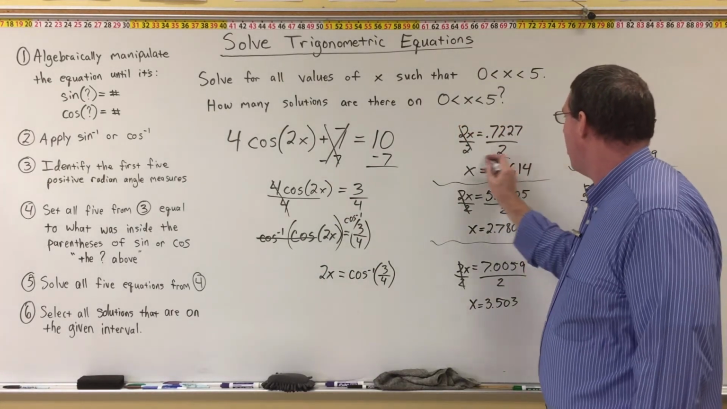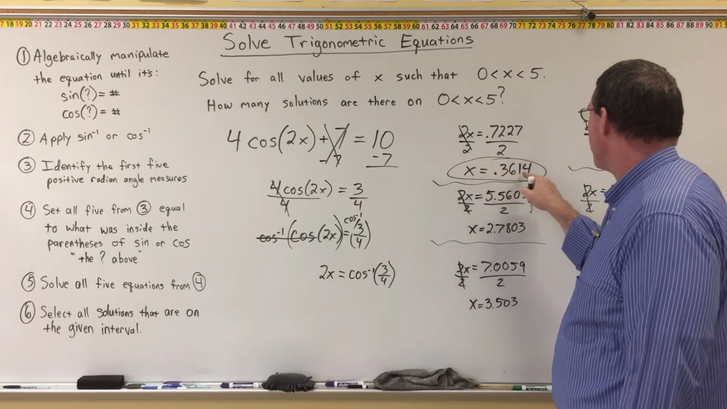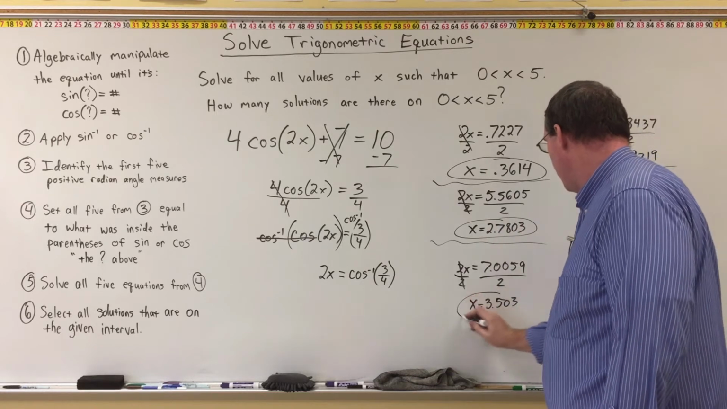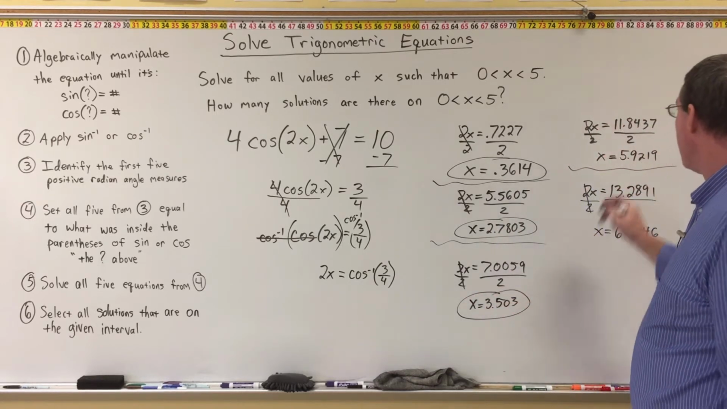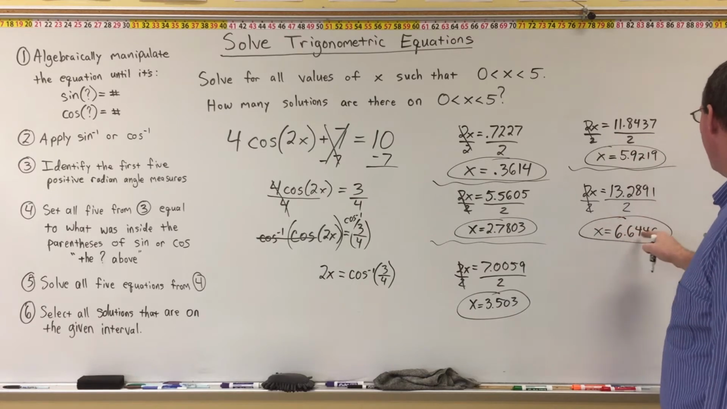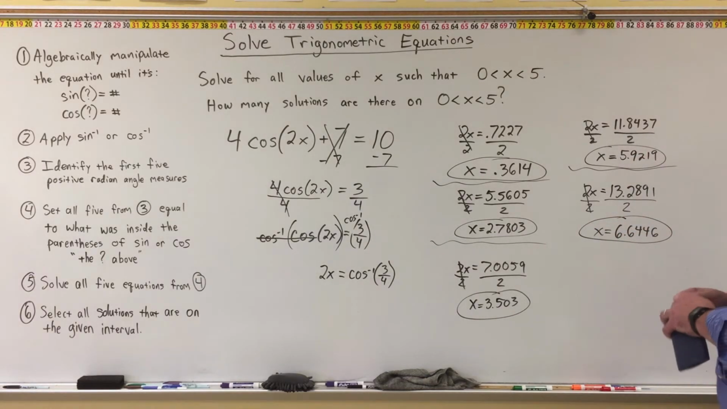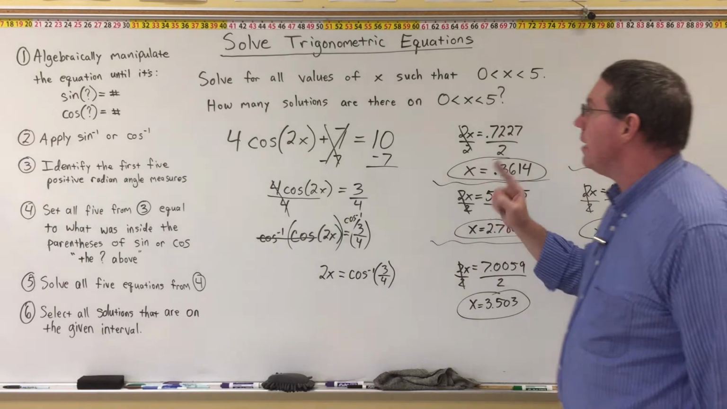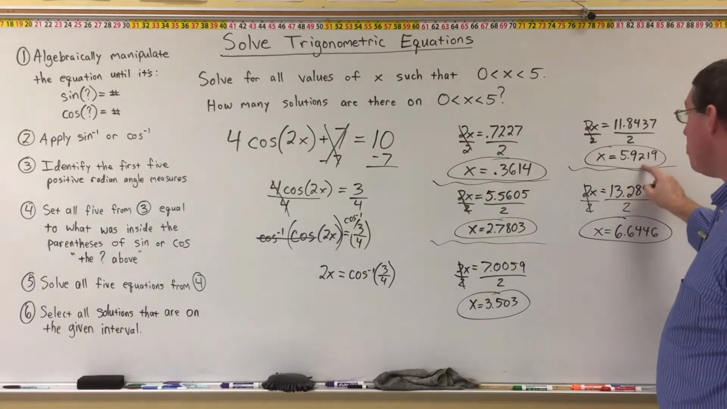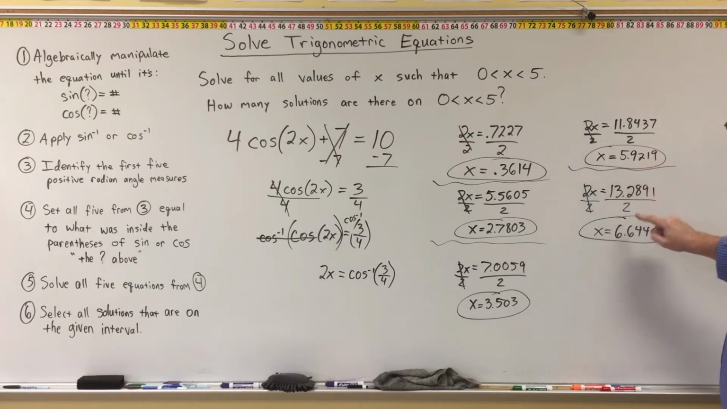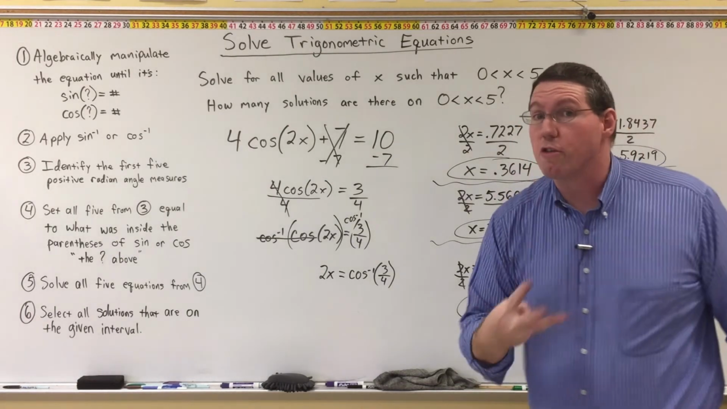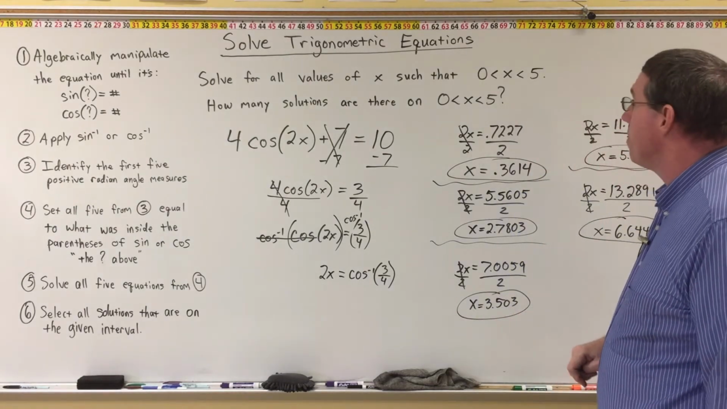And now here are our solutions. 0.3614, 2.7803, 3.503, 5.9219, and 6.6446. And what we want to know is how many of those solutions are between 0 and 5. This one is not between 0 and 5, and this one is not between 0 and 5, but these three are. So there are 3 solutions between 0 and 5.